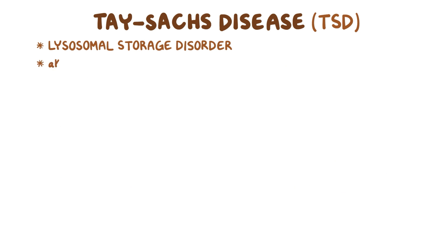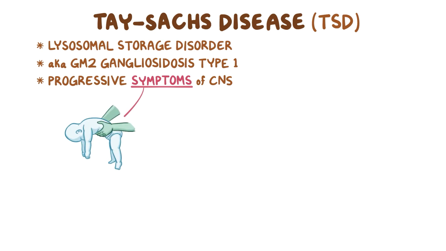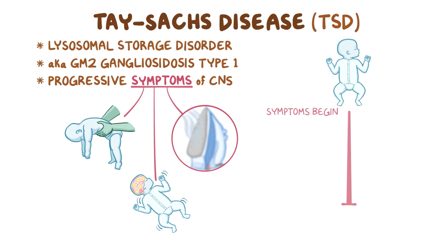TSD is also known as GM2 gangliosidosis type 1. This results in progressive symptoms of central nervous system, or CNS, degeneration, like decreased muscle tone, visual difficulties, and seizures, which usually begin by 3 to 6 months of age, proceeding to death by age 4.